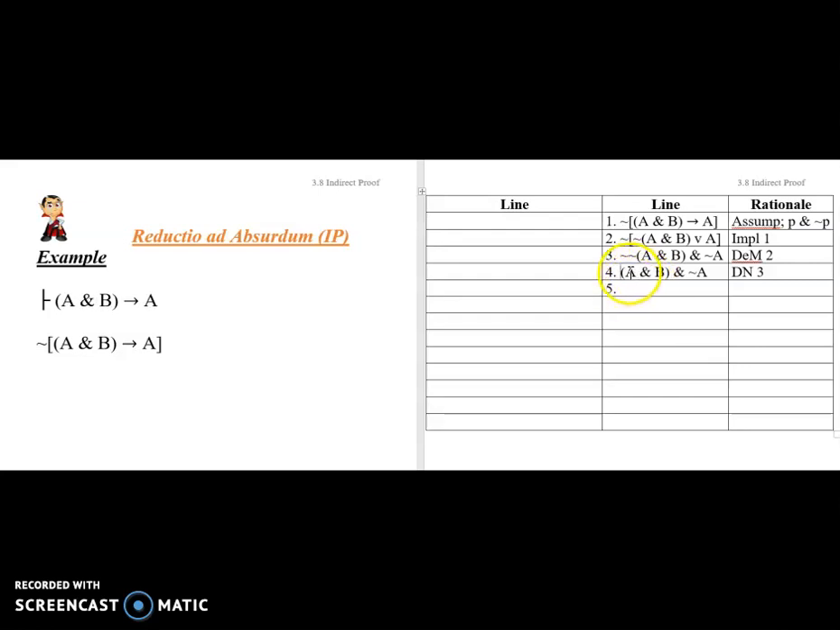So what I'm going to do is use assoc to move the parentheses over. So I'm going to get A and B and not A, and that's association on 4. And then again, my strategy of bringing the A's together is just going to require me to bring the A over like this. All right, and that's comm on 5.